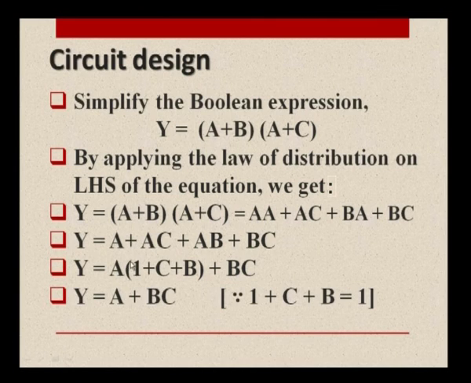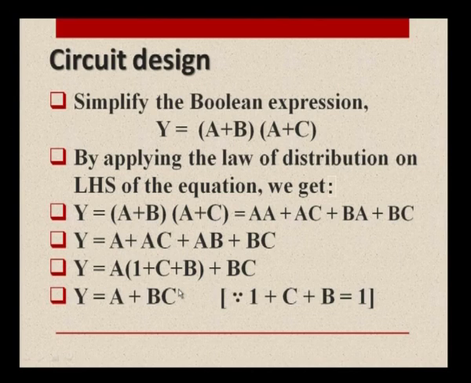So, A ANDed with 1 is just A itself, because that is the identity. A will not alter the given input. So, finally, we get A plus BC as the output, and BC cannot be simplified further. It remains as such, it is to be kept as such in the expression. BC could not be further simplified.